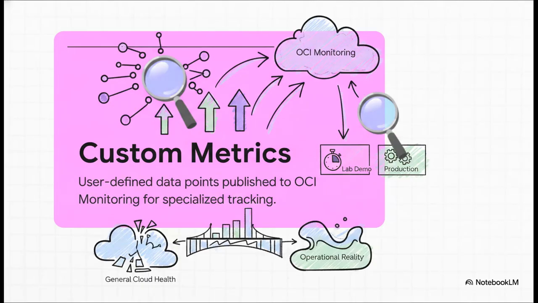Well, the solution to this visibility gap is OCI custom metrics. Think of these as user-defined data points that you collect yourself and publish directly into the OCI monitoring service. By leveraging custom metrics, you can track highly specialized workload performance. Whether you're spinning up a quick lab demo or monitoring a critical production process count, it completely bridges the gap between general cloud health and your unique operational reality.